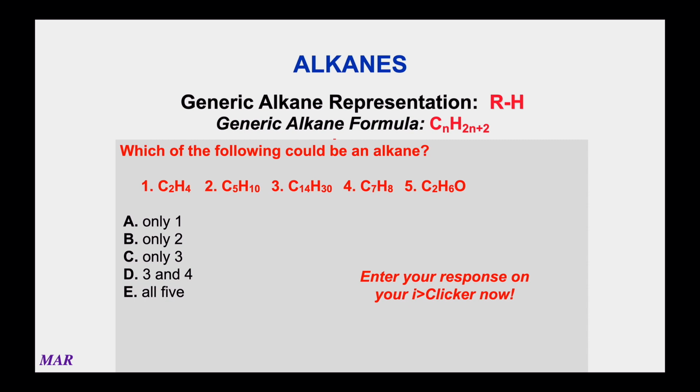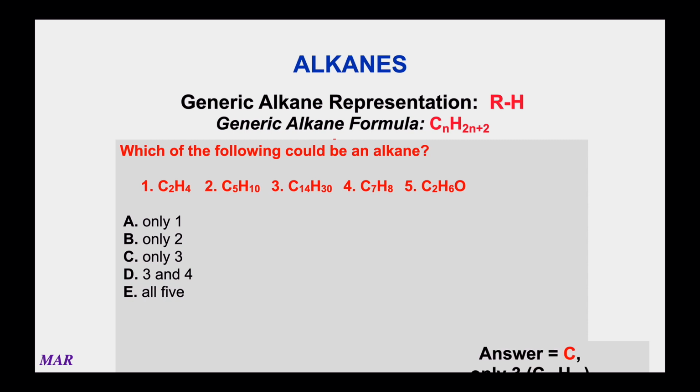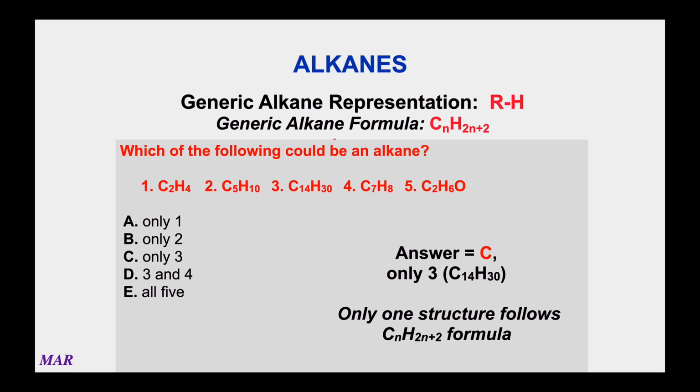If you go to number 3, n is 14, so 14 times 2, 28 plus 2, aha, H30. So number 3 sounds like it's an alkane. Number 4, certainly not. You don't have anywhere near enough hydrogens for that molecule. And the last one has oxygen, so that's not an alkane. We'll talk about oxygen later, but it's certainly not an alkane. Alkanes have just carbon and hydrogen. So only number 3 there is going to be an alkane, C14H30. The other ones are different kinds of structures, and we'll look at some of those in a little bit.